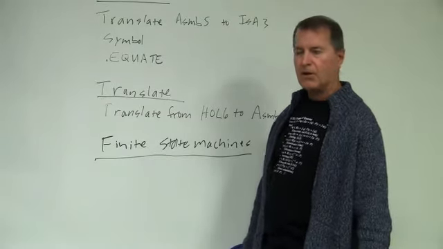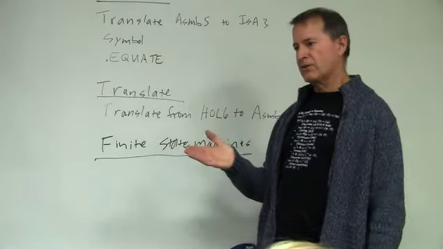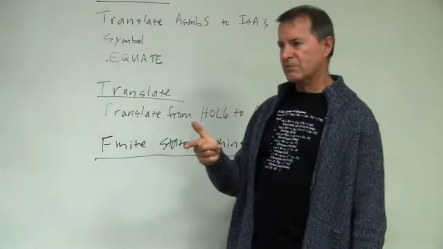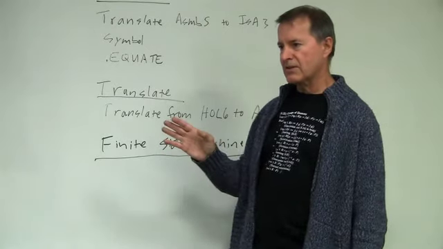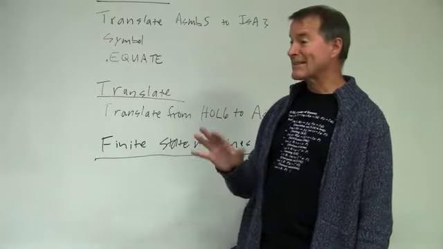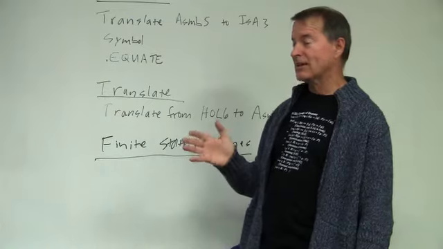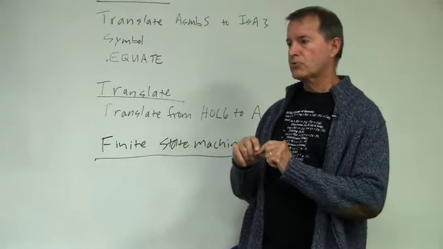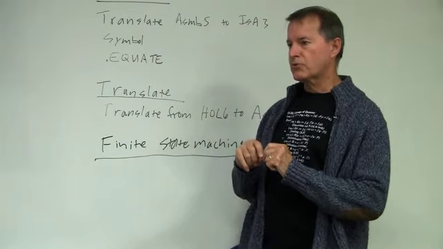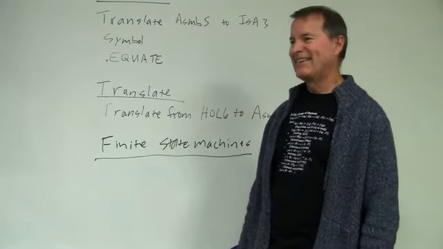A deterministic machine can have no empty transitions. If it has an empty transition, automatically it's non-deterministic. But just because it doesn't have an empty transition, it could still be non-deterministic. You can only have one choice. No transition choices leaving any single state.